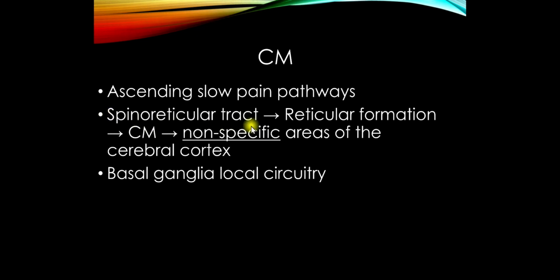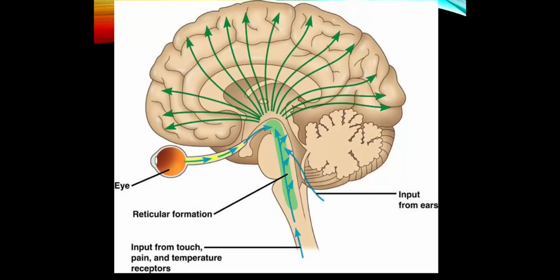And this carries often more kind of a chronic, painful information up to the reticular formation in the brainstem, and then to the centromedian nucleus. And unlike all of the other thalamic nuclei that we've talked about, this goes to widespread, non-specific areas of the cerebral cortex. Okay, and we'll see in basal ganglia circuitry, it's also involved there as well. But I really want to emphasize here to associate this nucleus with ascending pain information.